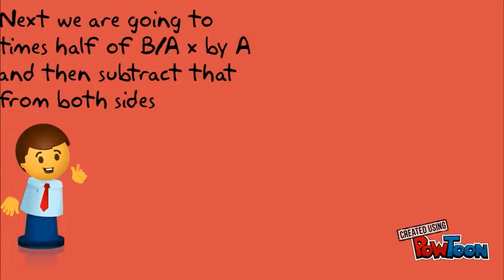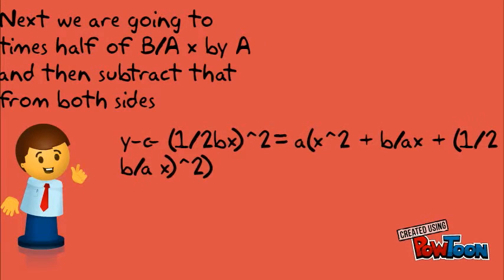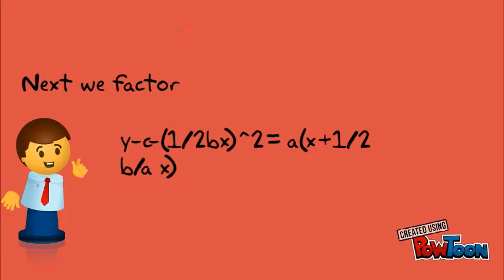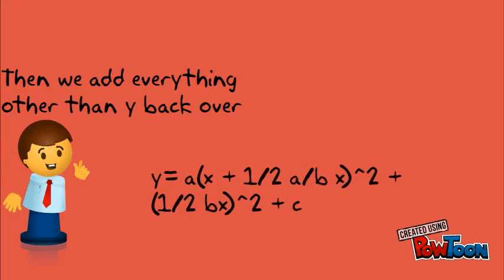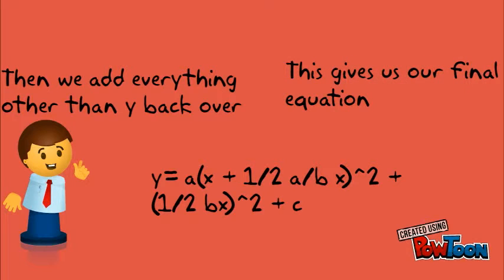Then we're going to add and subtract half of b over a x. Next we're going to multiply half of b over a x by a, and then subtract that from both sides. This gives us this equation right here. So now we're going to factor, and it'll give us this equation on the board here. And then lastly, we're going to add everything other than y back over to the other side to give us our final equation.